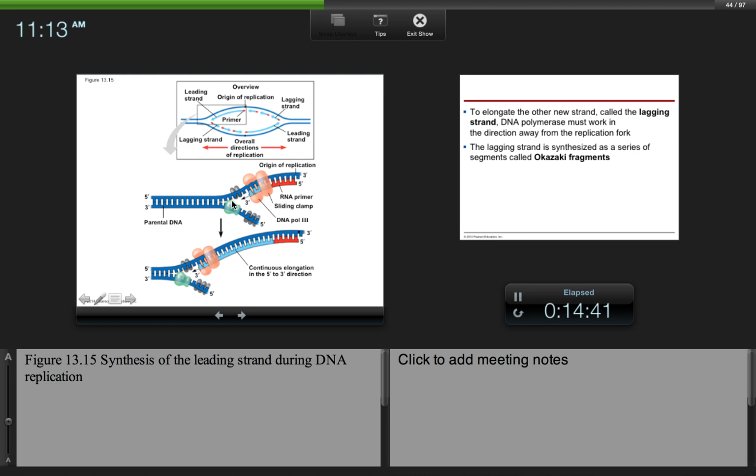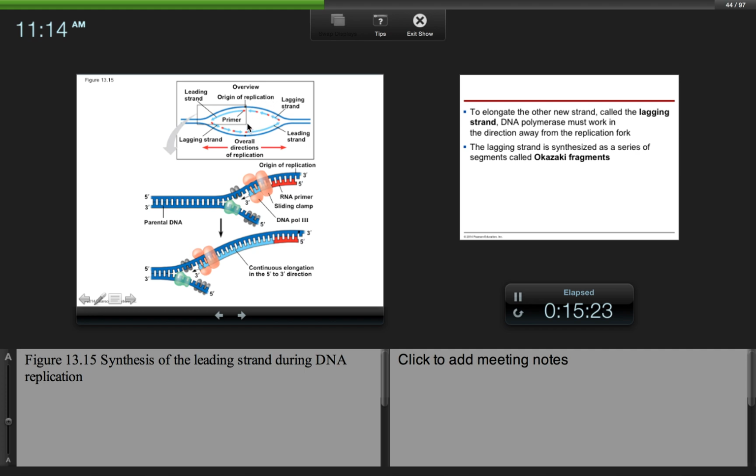It is made continuously. The problem is the other side. So the other side, as it unwinds and unzips, we would be making it 3' to 5'. That doesn't occur like that. DNA replication only occurs 5' to 3'. So this other strand over here, this is going to be the lagging strand. Okay, so this is the leading strand, this is the lagging strand. As we unwind and unzip, we make a primer and make a little short segment 5' to 3', unzip a little bit more, another primer, short segment 5' to 3', unzip a little more, primer, little segment 5' to 3'. Those are called Okazaki fragments.